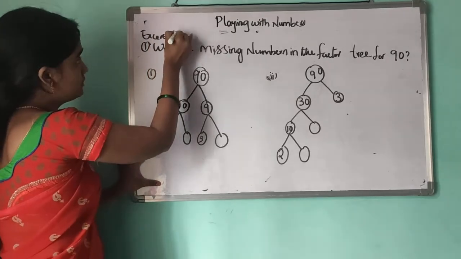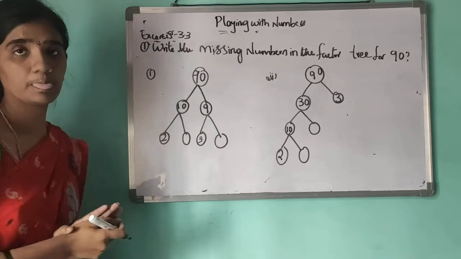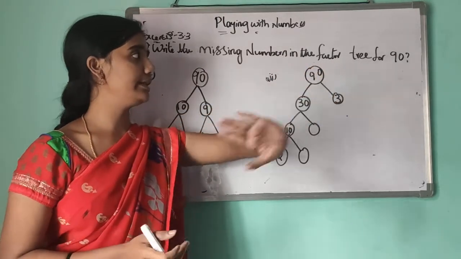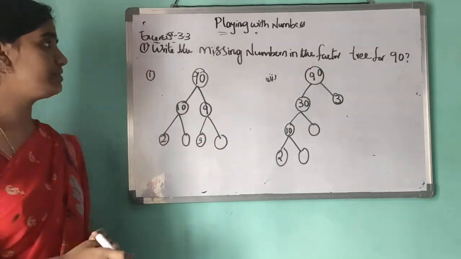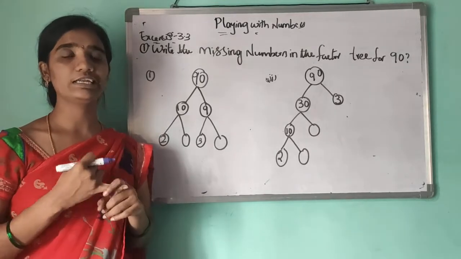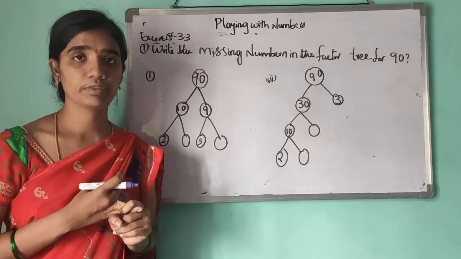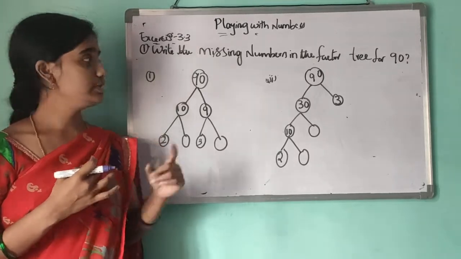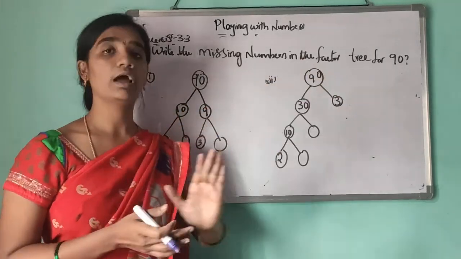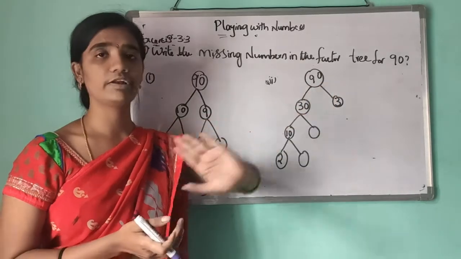Exercise 3.3. First one, write the missing numbers in the factor tree for 90. Previously we learned the two methods of prime factorization: one is the division method, the second one is the factor tree method. In this, we find the missing numbers of the factor tree. By using the factor tree method, we have to find the answer for 90.